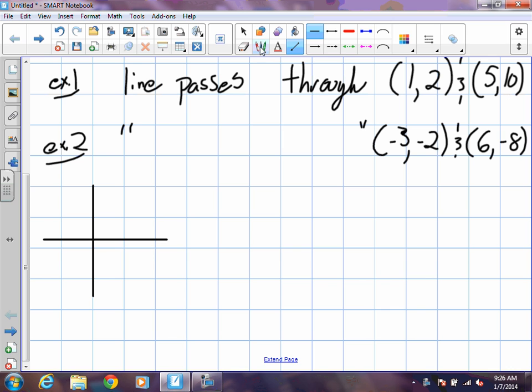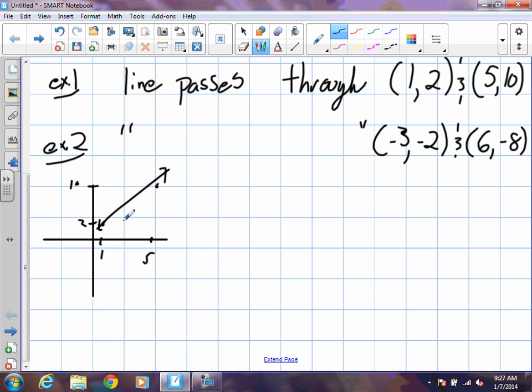Okay. If we were to draw these 2 points, we know that, well, this maybe is 1, this is 2, so here's a coordinate here, here's 1 and 2. And another coordinate is at 5, so maybe 5's over here and 10's way up here. Okay, here's 5, 10. We can essentially draw the line, but we need the equation of it. Okay, so we want to create an equation.